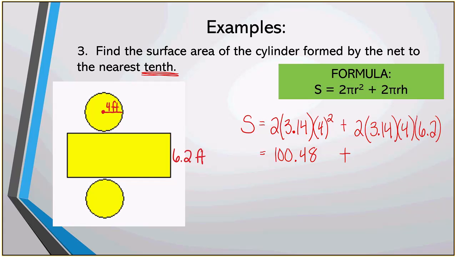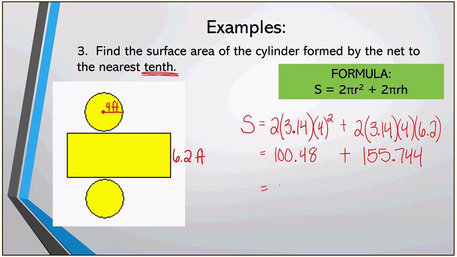We will round. 2 times 3.14, I'm moving on to the second part, times 4 times 6.2. That's 155.744. Now we're going to add them together, and then we're going to round.